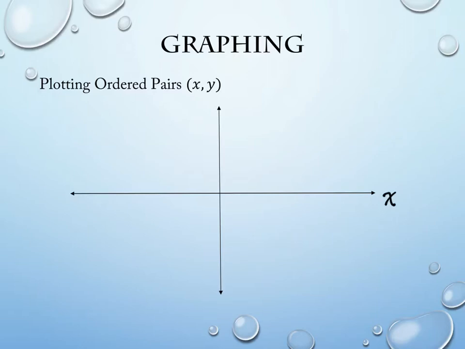This is our x-axis, this is our y-axis. One way to keep track of the order of the ordered pairs is it's alphabetical. It's x and then y. The right-hand side's positive, the left-hand side's negative, and the top is positive and the bottom is negative.